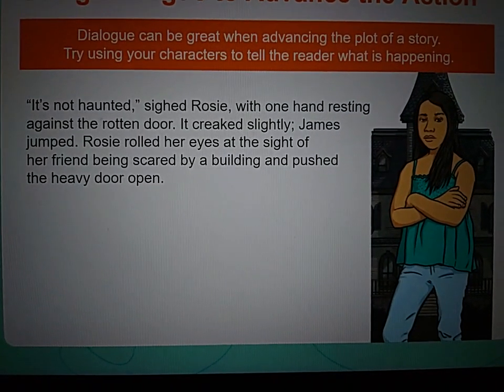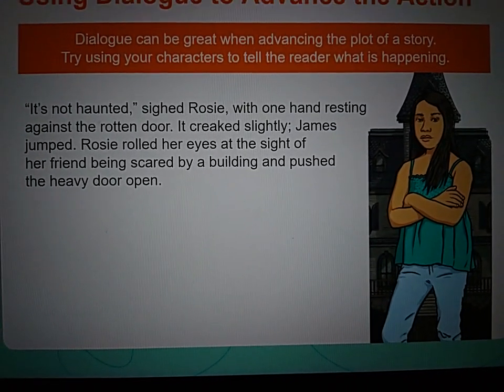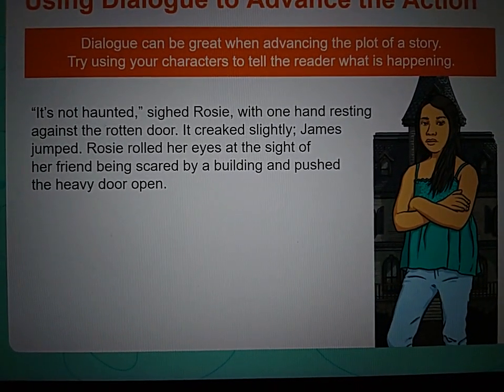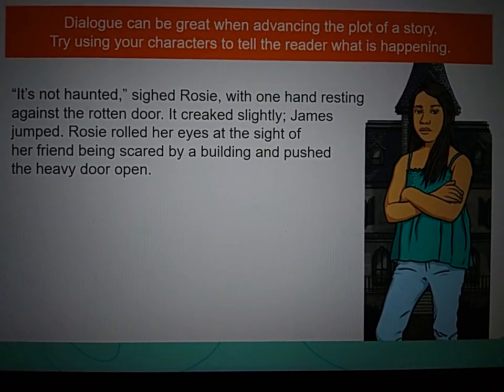Here's a nice example. So here is talking about a haunted house, but it's not explaining in the description the haunted house. It's explaining more about what the haunted house is like using the conversation of 2 people.